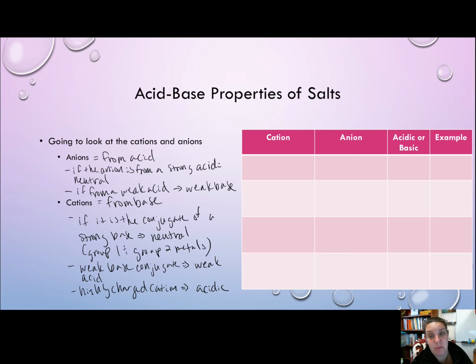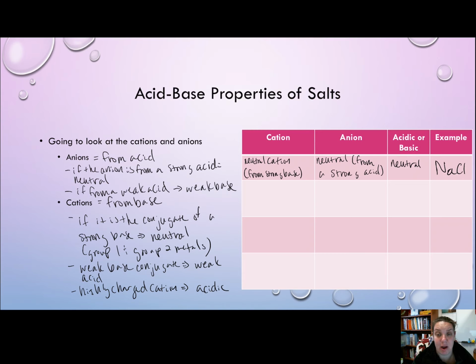a neutral salt, acidic salt, or basic salt. So if we have a neutral cation, so this came from a strong base, and we have a neutral anion, because it is from a strong acid. Together they will form a neutral salt. An example of this would be sodium chloride. The sodium came from sodium hydroxide, the chlorine came from hydrochloric acid. Together they produce a neutral salt.